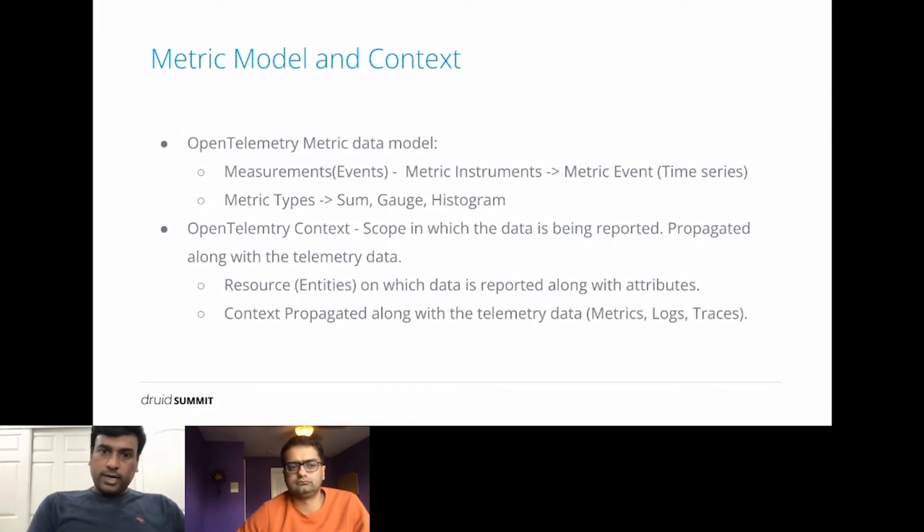And there are other types of metric instruments like observers, where you want to know a point in time value, like CPU usage. Maybe you're not really interested in looking at the total number of values you observed. You just want to pick the current value and send it.